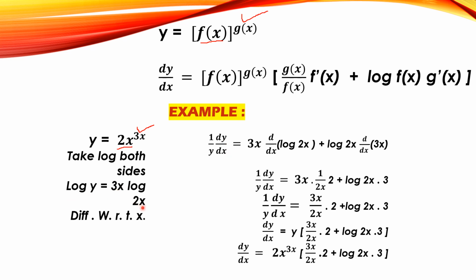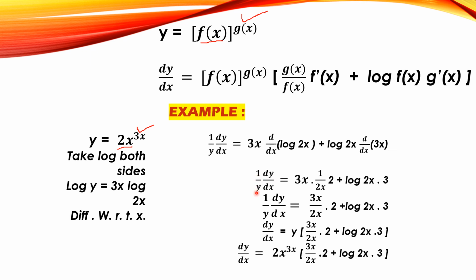Here you will be using the UV formula. The first function is 3x and the second function is log of 2x. The first function as it is, 3x, multiplied by the derivative of the second function, d by dx log of 2x, plus the second function as it is, log of 2x, multiplied by the derivative of the first function, d by dx 3x.